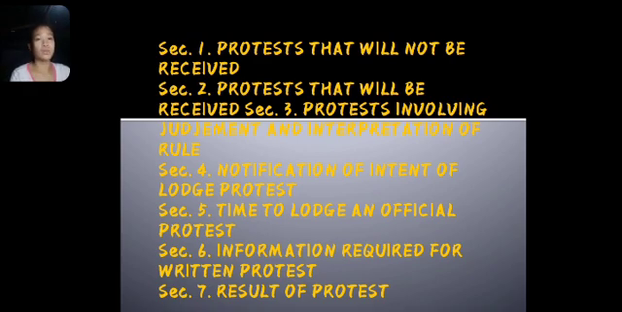Section number 2, protests that will be received: misinterpretation of a playing rule, failure of the umpire to apply the correct rule to a given situation, and failure to impose the correct penalty for a given violation. Section number 3, protests involving judgment and interpretation of the rule. A protest may involve both a matter of judgment and interpretation of the rule.